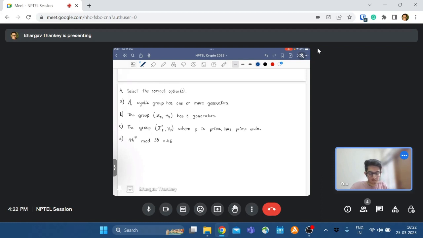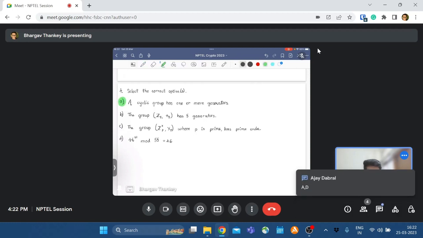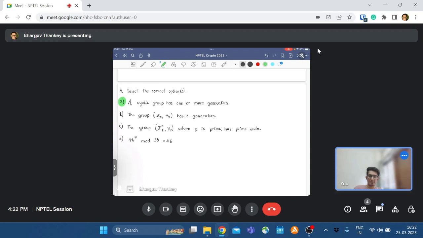Okay, so let's go over this option by option. A cyclic group has one or more generators. That's true. Yes, A and D are correct. A cyclic group has one or more generators, that's how a cyclic group is defined. A group is cyclic if a generator exists, right? So A is true.